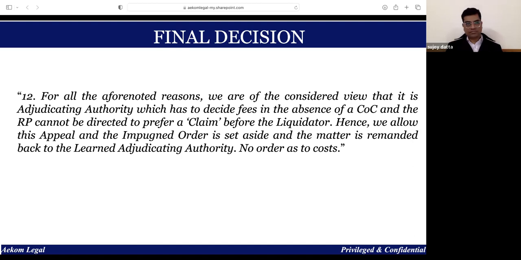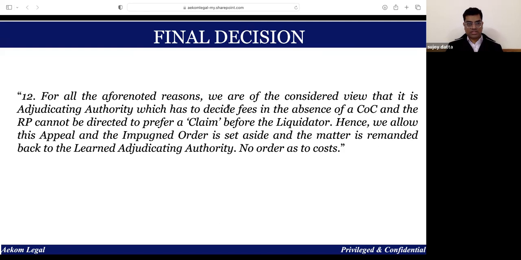We still have 8 minutes left in our schedule. So if there are any questions on this judgment, we can discuss them. How much time did this last case take to decide and come to a conclusion? This last case took quite a long time to decide.